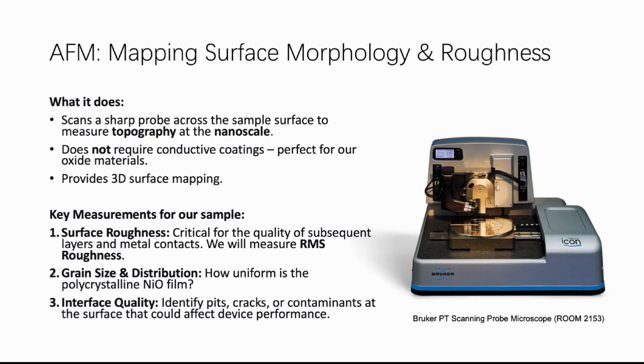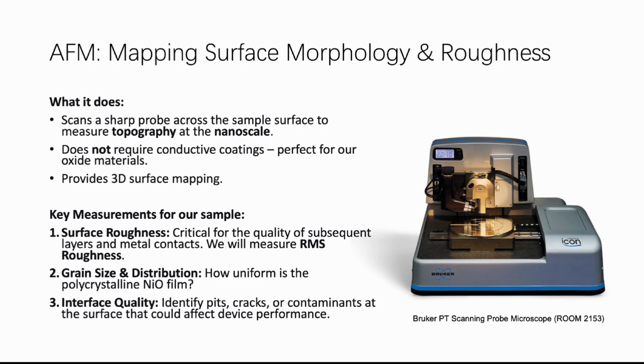the nanoscale. It does not require conductive coatings, which is preferred for our oxide materials. And also it provides a 3D surface mapping. There are three key measurements for our samples. The first one is the surface roughness. This is critical for the quality of the subsequent layers and the metal contacts.